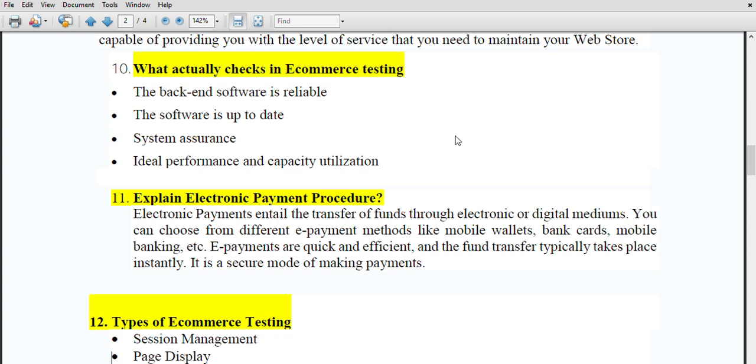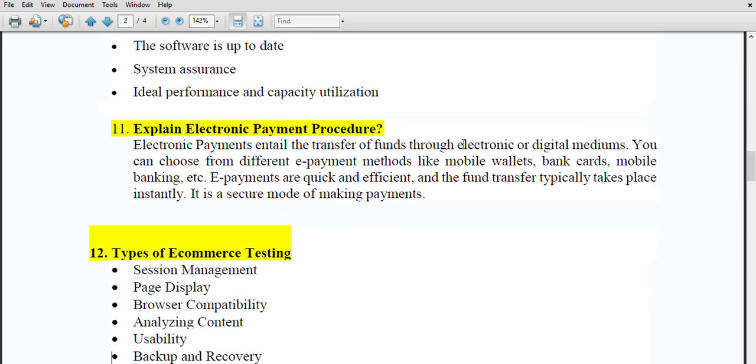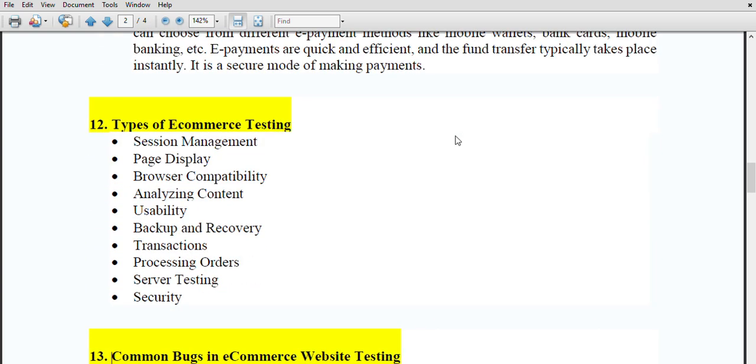Then the next is, what are the different types of e-commerce testing? Basically the different e-commerce testing types are session management, page display, browser compatibility, analyzing content, usability, backup and recovery, transaction, processing orders, server testing, and security. These are some types of e-commerce testing.